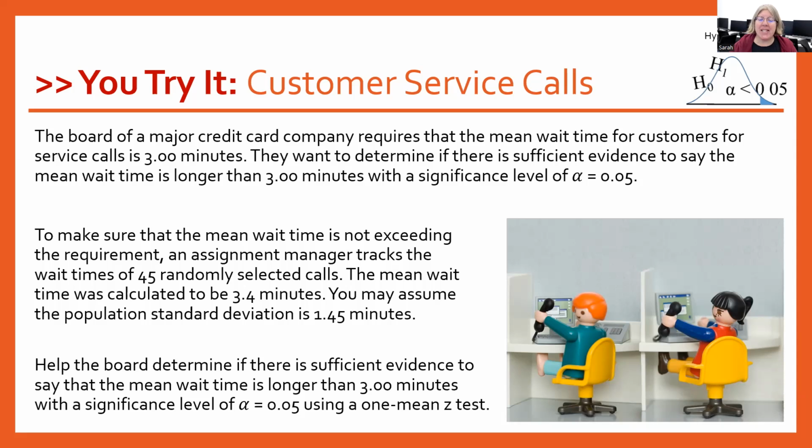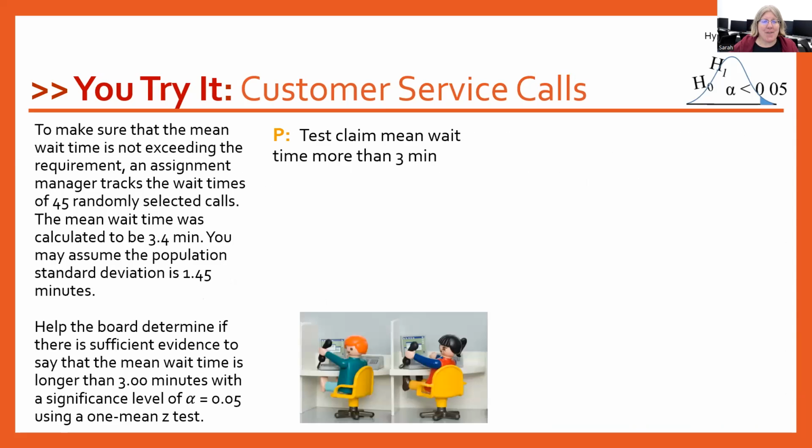So we had a 1 mean z interval and a 1 mean z test. Anything that's an interval is going to use the PANIC method, and anything that's a test is going to go through the PHANTOMS method. So our P here, we're going to test the claim mean wait time more than 3 minutes. Again, this doesn't have to be a complete sentence. It doesn't need to be super technical. Just jot down enough words so that you don't have to reread the whole story to write your conclusion.